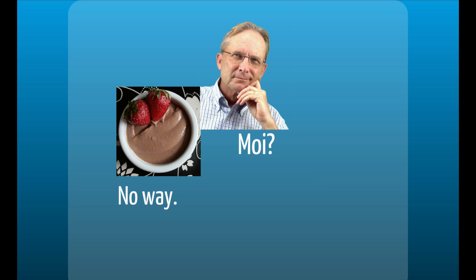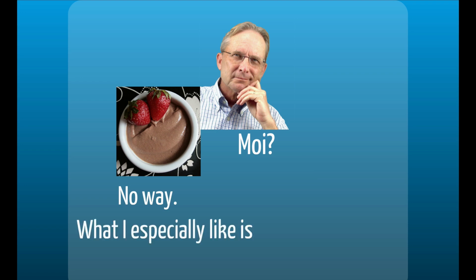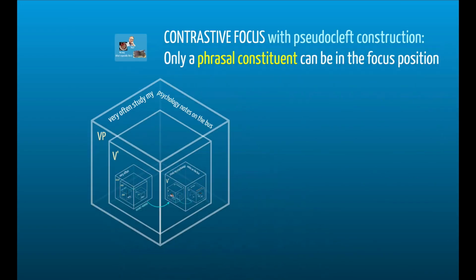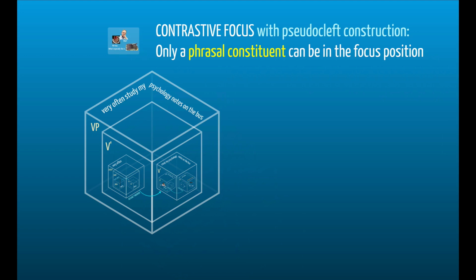To do this, I can say something like, no, hold on. What I especially like is chocolate cake. The pseudocleft sentence is, what I especially like is chocolate cake. And the phrase chocolate cake being at the end, right after a form of the verb be, is in the focused position. What's of interest about this construction is that it only allows phrasal constituents to occupy the focused position.